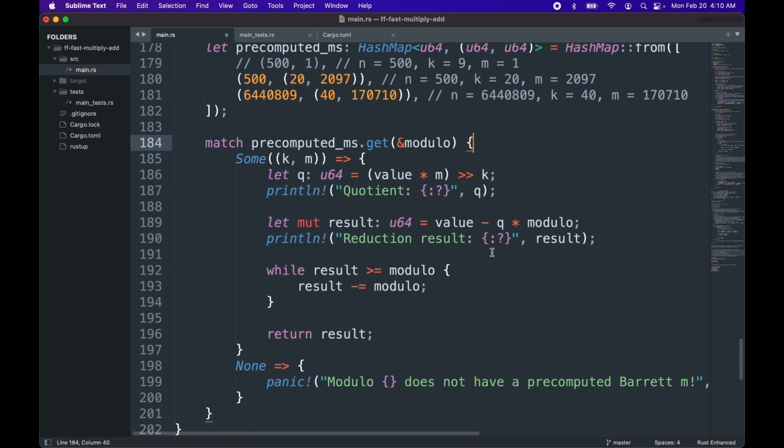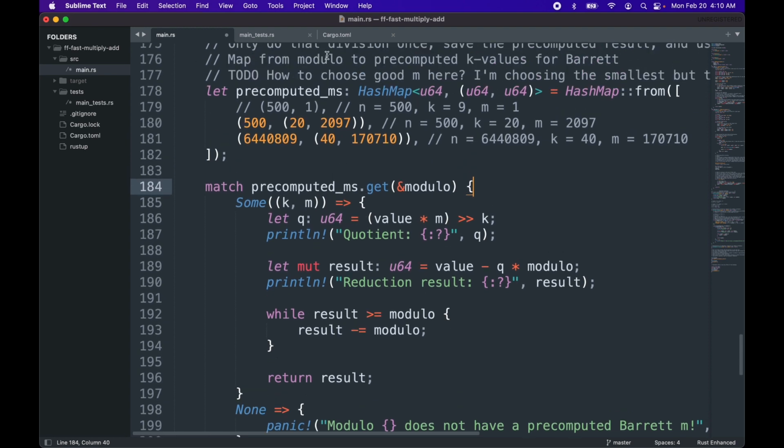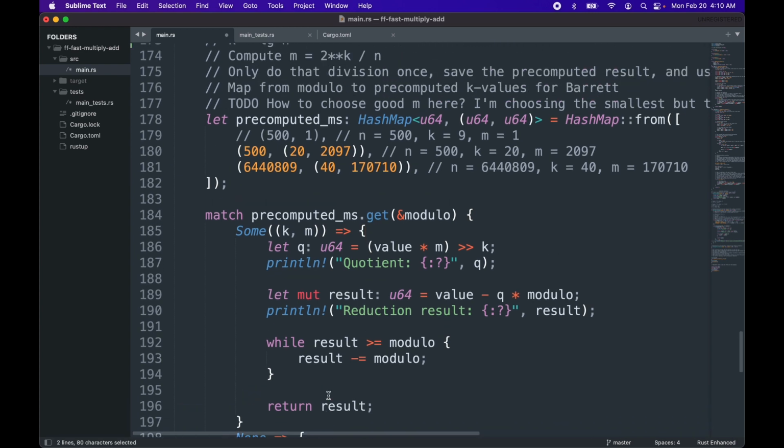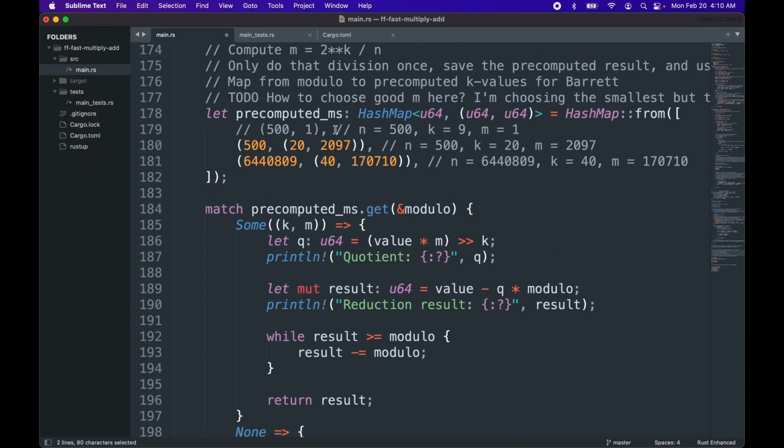So let's see how this gets used in practice once we have our pre-computed values. Here I'm just checking that for the given modulo I have it. And if not, there's some issue, but that's just an issue with how I've implemented it.